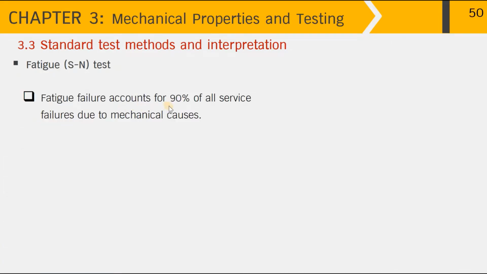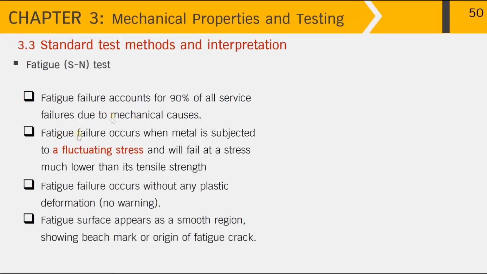Fatigue failure accounts for over 90% of all service failures due to mechanical causes. It occurs when the metal is subject to a fluctuating stress or cyclic stress and will fail at a stress much lower than its tensile strength. Imagine if the metal has a tensile strength of 1000 megapascal. But when working under fatigue loading, it might fail at just 500 megapascal. That is for example. And fatigue failure occurs without any plastic deformation or warning, so it is dangerous.